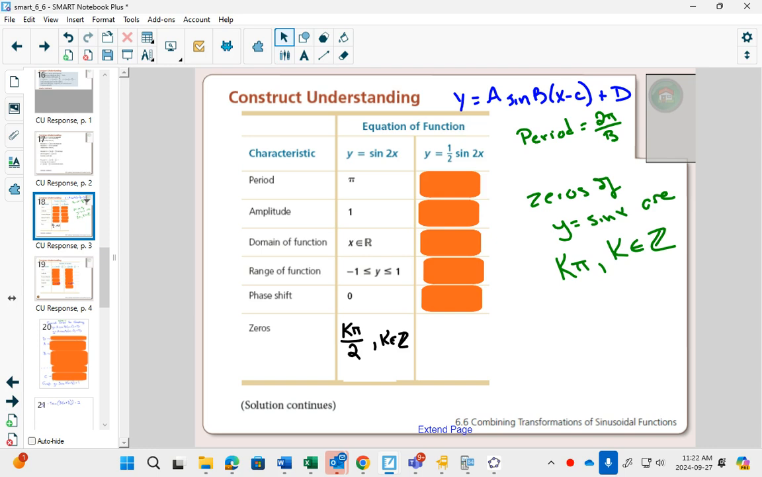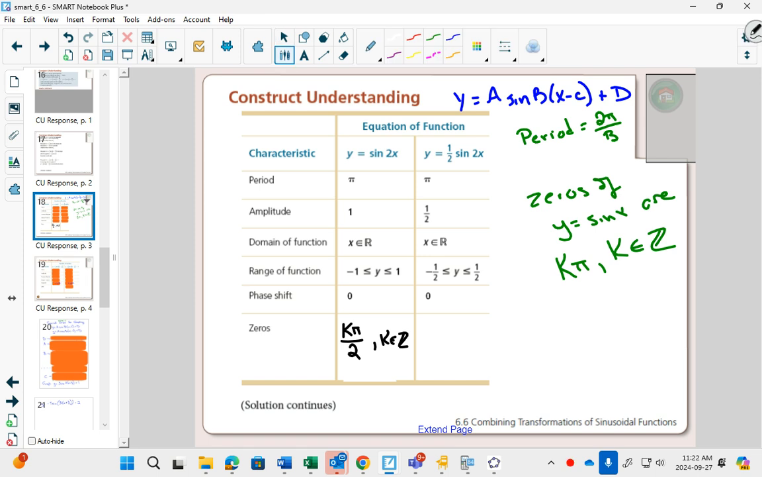Lots of people have the answers up for column 2, so I'll add them so you can check. Period is still pi. Amplitude now is 1/2. Domain still goes for everything, but now center line is at 0 if the amplitude's a half. That'll change your range to go from negative a half to half. Still no phase shift. And the half affects the y values. That will not affect your x-intercepts. They will still be k pi over 2, where k is an integer.